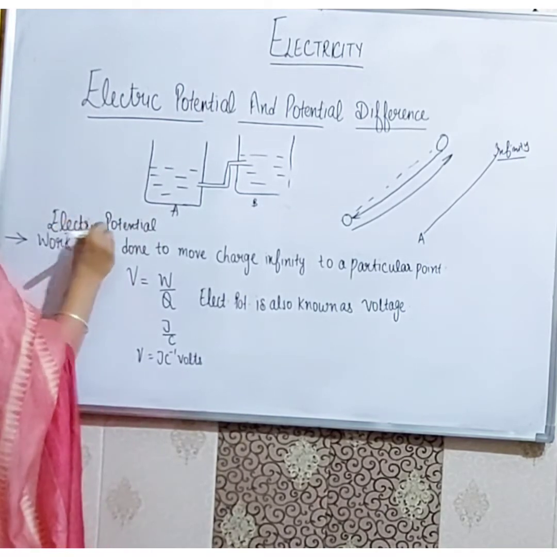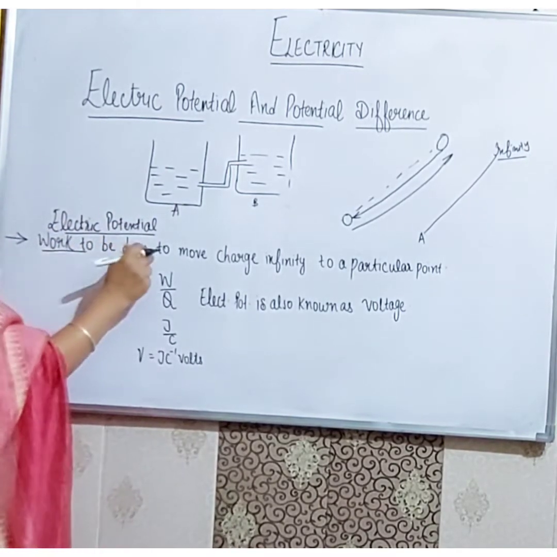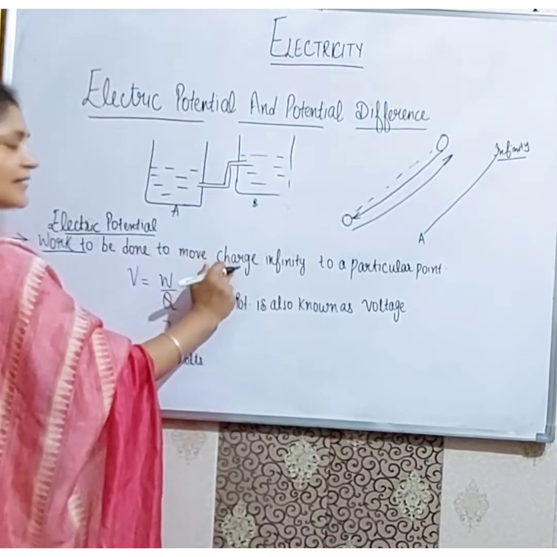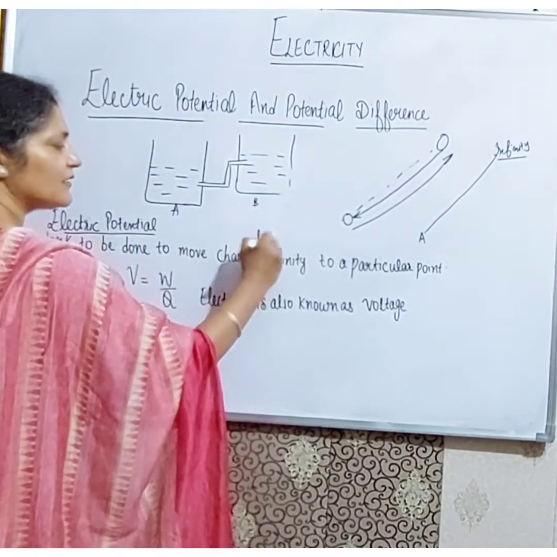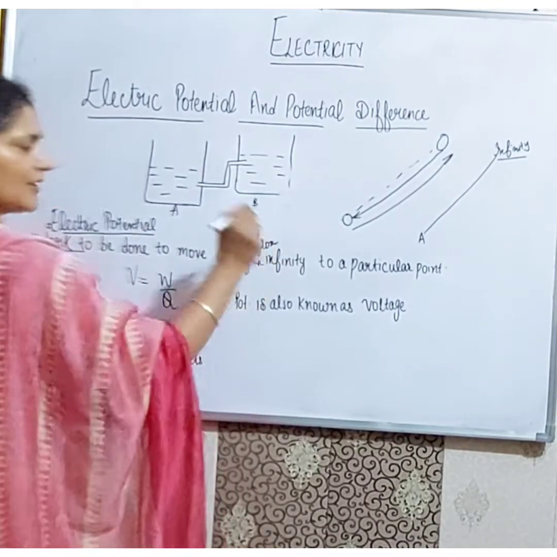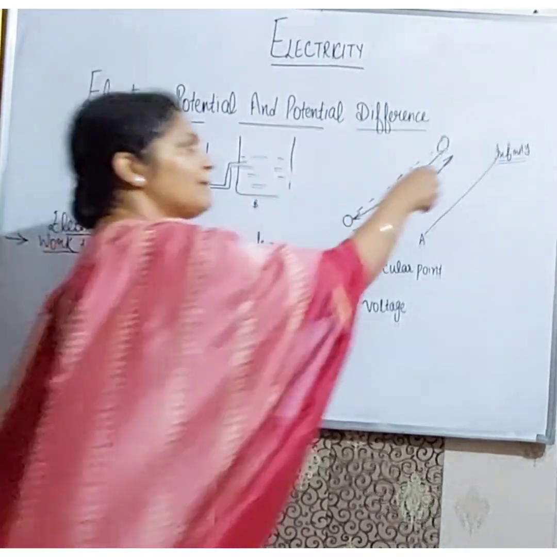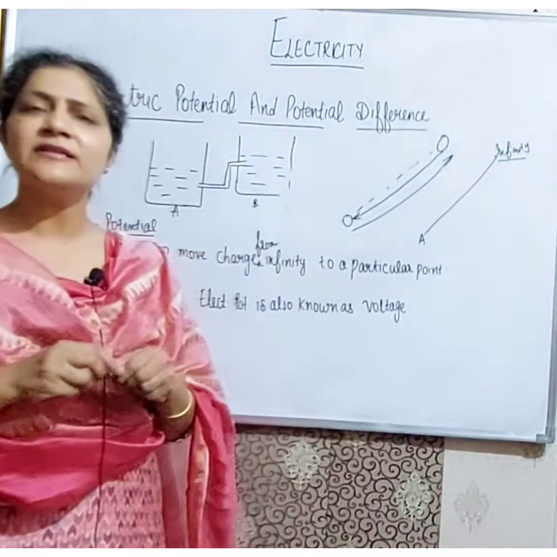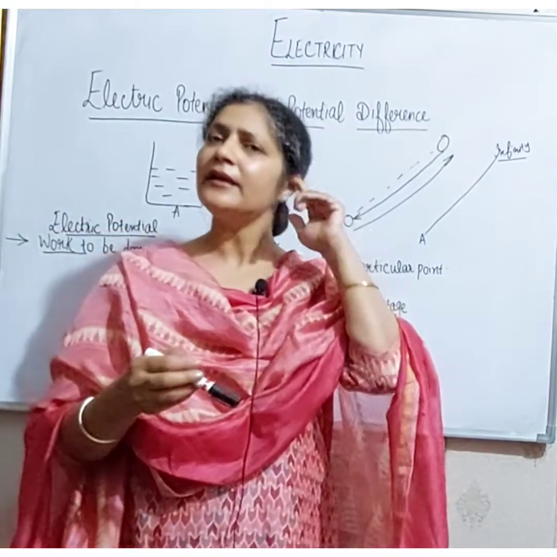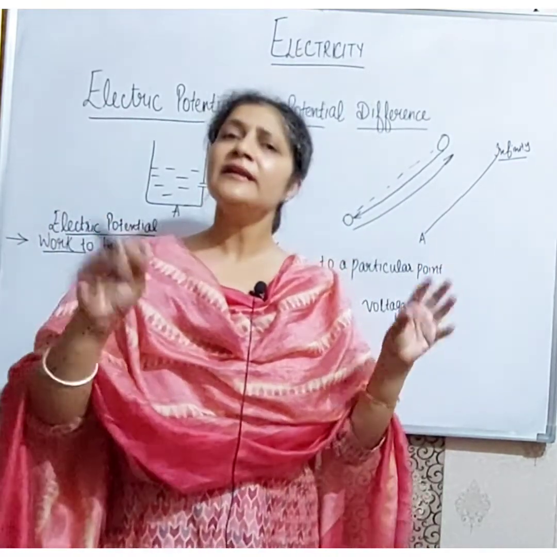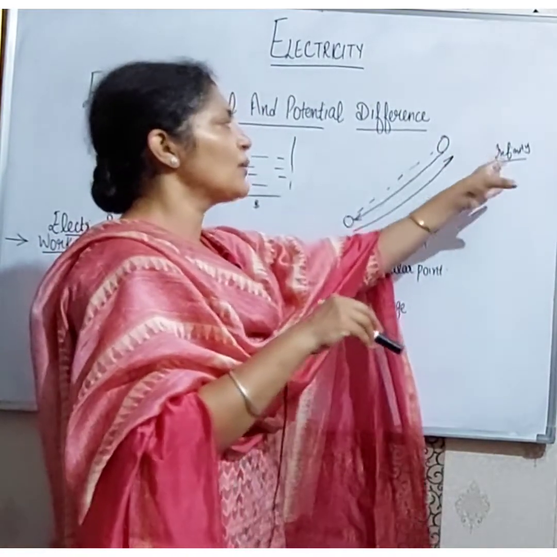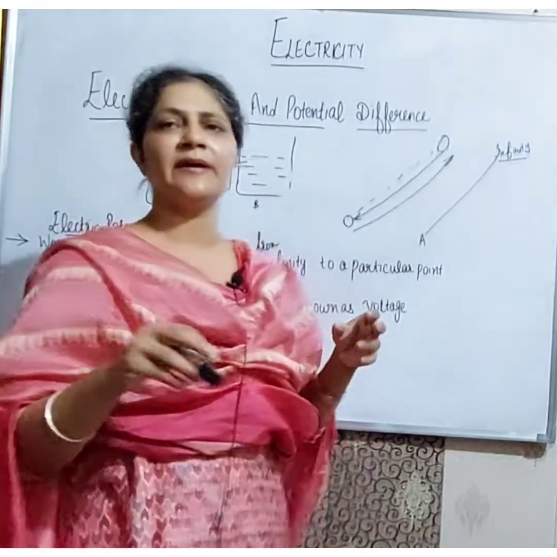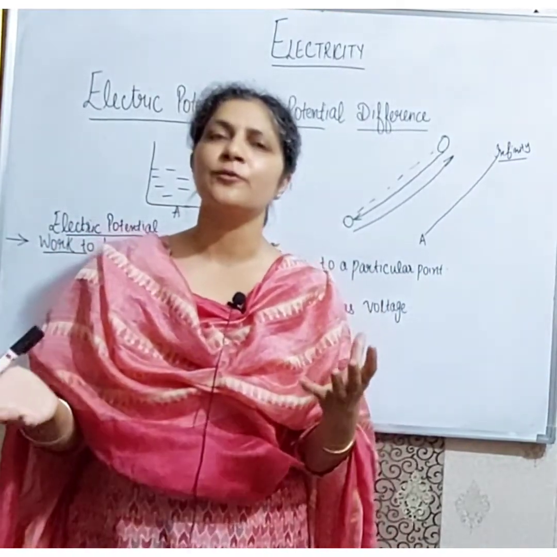So what is electric potential? The work to be done to move a charge from infinity to a particular point. From infinity to a particular point. When it is going from a particular point to infinity, no work has to be done. When we want to bring it back from infinity to a particular point, the work has to be done.